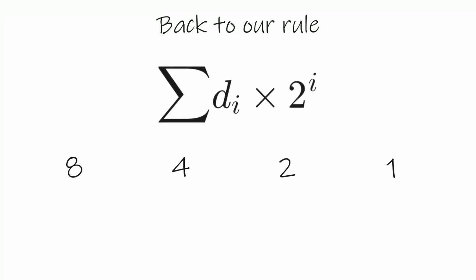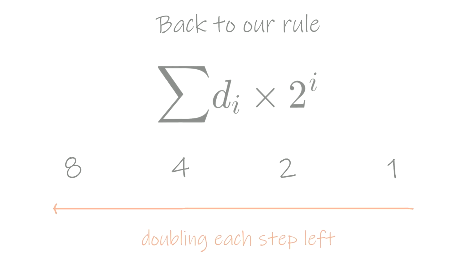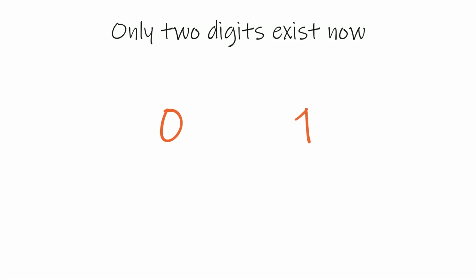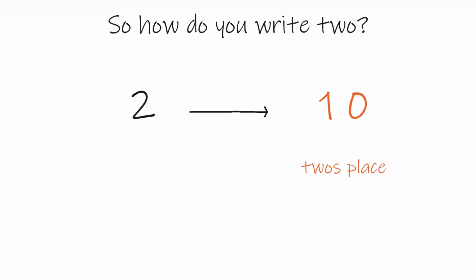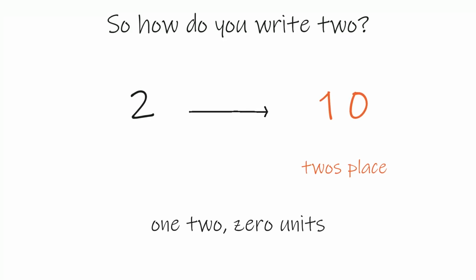Back to our rule. Same structure, but each place is larger by 2. Only 2 digits exist now. The unit's place holds 0 or 1. So how do you write 2? It already needs the next place, 1, 0.